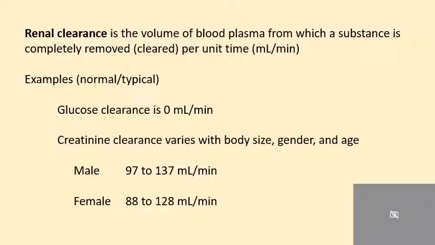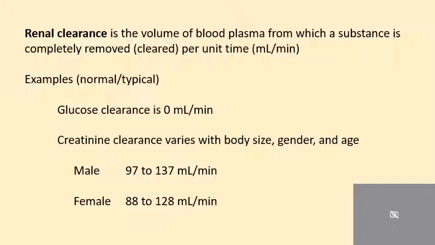Our final concept in urinary system part 1 is renal clearance. Renal clearance is the volume of plasma from which a substance can be completely eliminated, removed, or cleared per unit time. And we express renal clearance in milliliters per minute. We can compare these two very different substances in their clearance rates. So glucose versus creatinine.